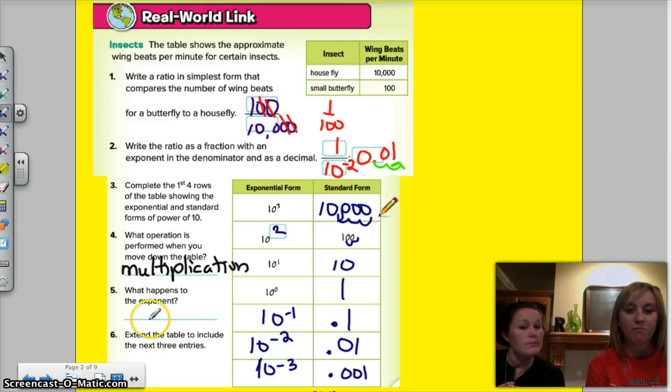What happens to the exponent? It decreases every time. Decreases, yeah, decreased by 1. We can just say it decreases.